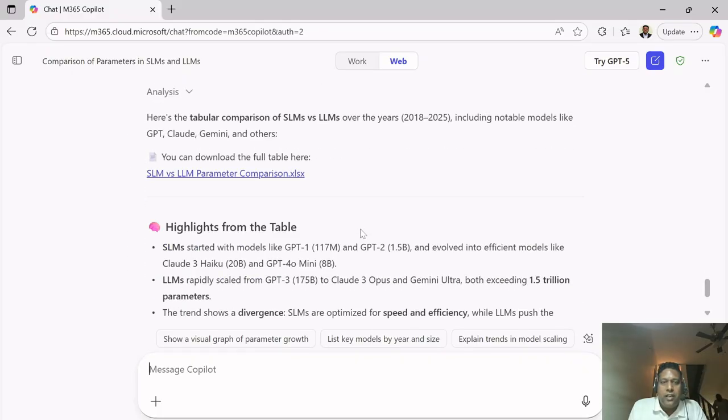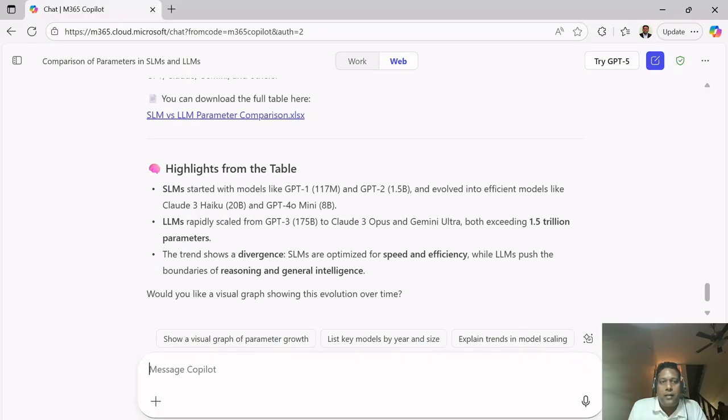And you would see that SLM, when it started out in GPT-1, was about 117 million parameters, and today, when you talk about GPT-2, 1.5 billion, and then you can see really there's no comparison on the number of parameters, right? If you consider a large language model like GPT-3, it's been 175 billion parameters, a massive scale difference, right?